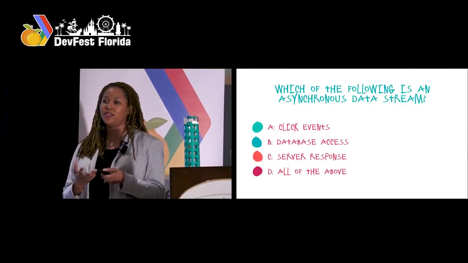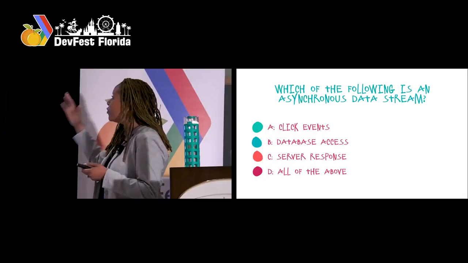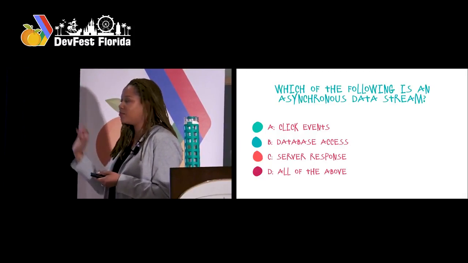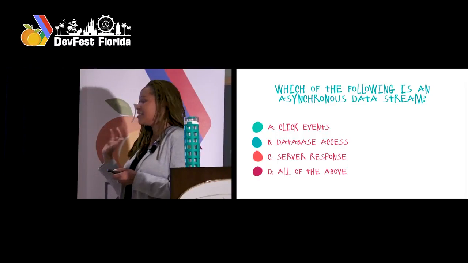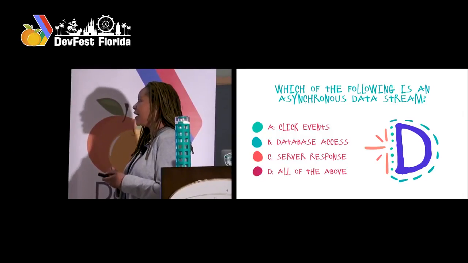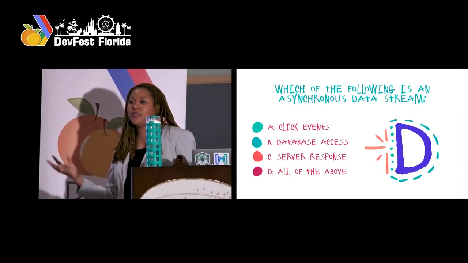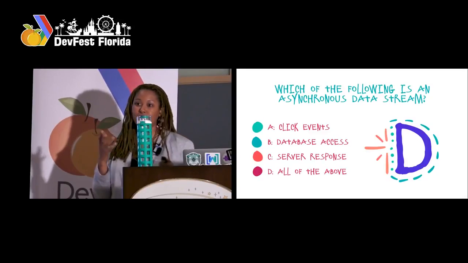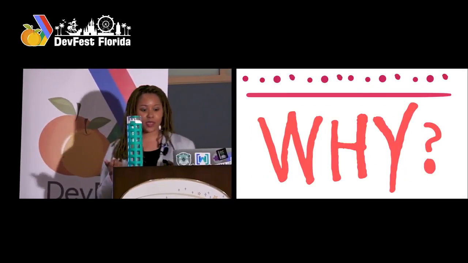So let's test your knowledge of what you've learned so far. Which of the following is an asynchronous data stream? Would you say A, click events, B, database access, C, a server response, or D, all of the above? Right? It's D. In fact, almost anything can pretty much be thought of as an asynchronous data stream. And that's really what RxJava is all about.